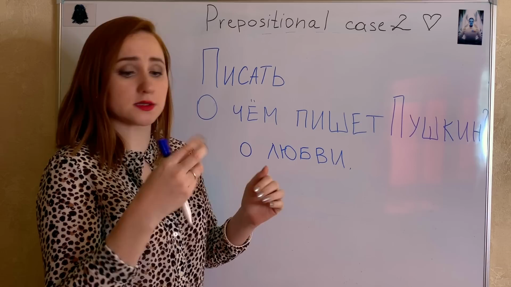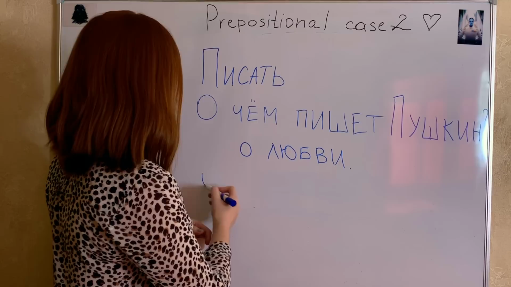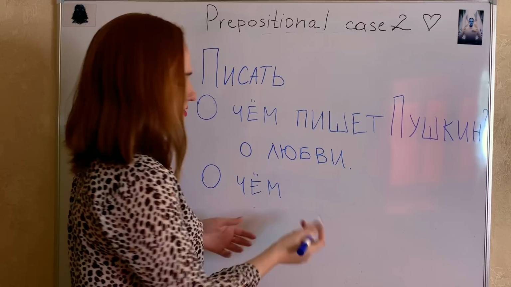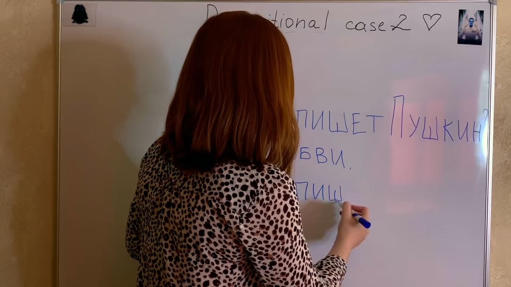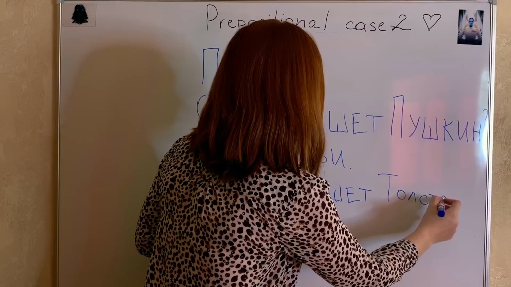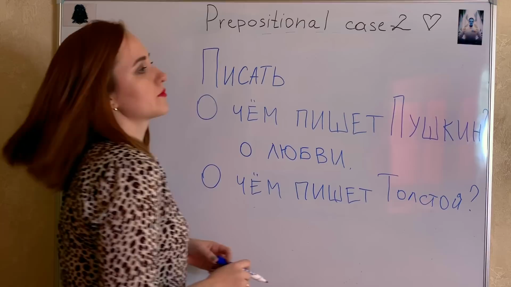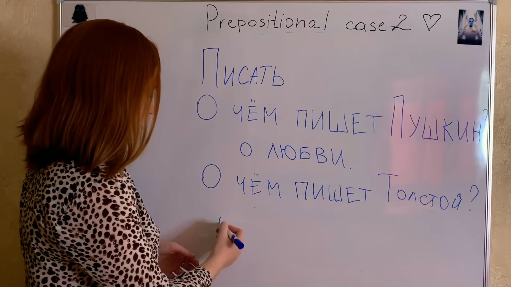Everybody wants love. And о чем пишет? Maybe Толстой. Actually, he writes about love too. О чем пишет Толстой? Пишет Толстой. Let's say about life. О жизни.